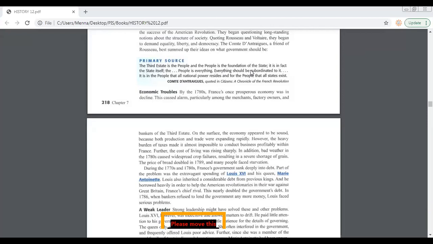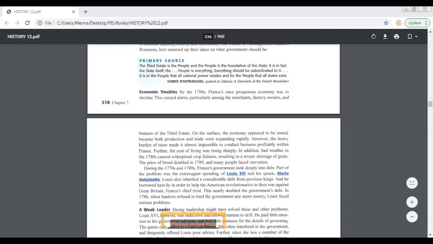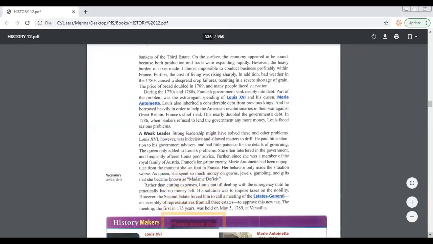Louis was considered one of the weakest rulers all over history. And because of his actions, along with Marie Antoinette, they were the last and most important reason that caused the drop of the economy. Okay?